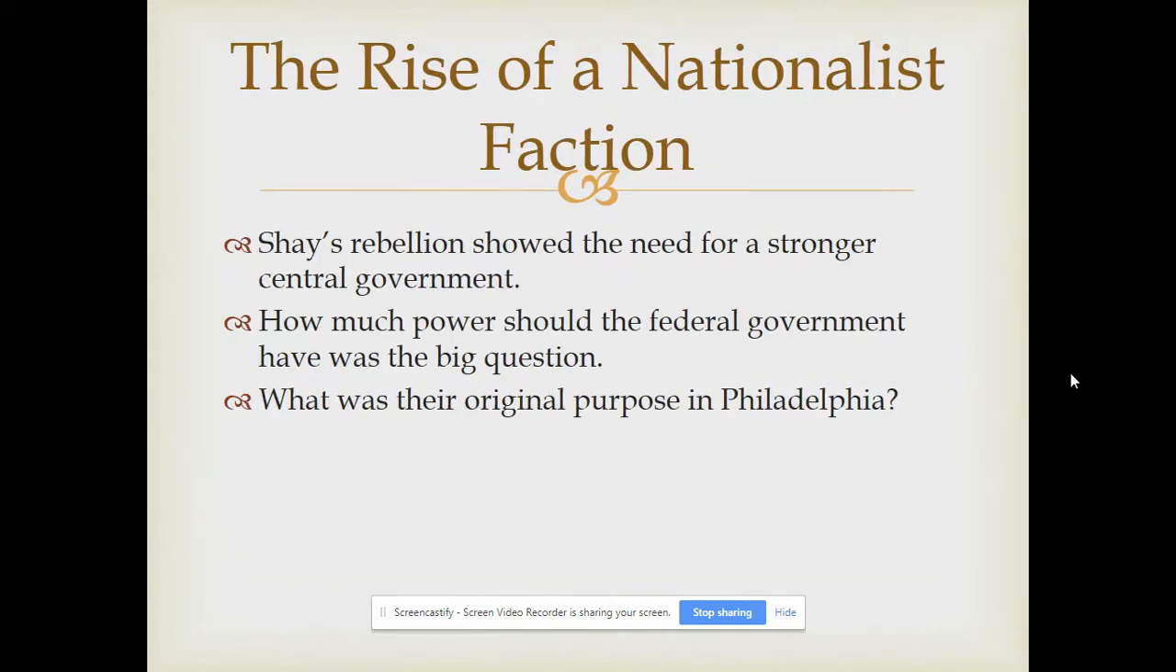So you'll see that Shays' Rebellion showed a weakness, too much state power, not enough federal power. The Constitution is going to fix that by creating a stronger central government. And so the problem is, though, and it's going to be a huge debate, how much power should the federal government have? And you'll see throughout U.S. history, the power of the federal government is going to kind of ebb and flow.